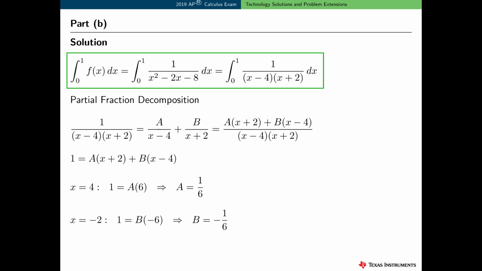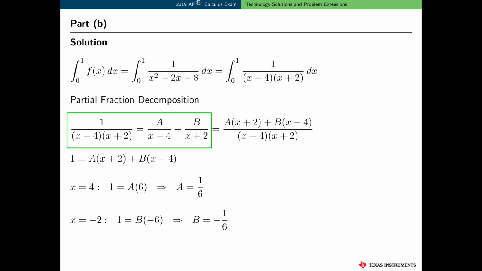In Part B of the free response question, we need to evaluate the integral of f from 0 to 1. Now the first step here is to factor the denominator, and then to recognize that in order to find an antiderivative, we can use partial fractions. So we need to find the partial fraction decomposition of the rational function f. Since the denominator is the product of two linear terms, both raised to the first power, the PFD must be in this form, where a and b are constants.